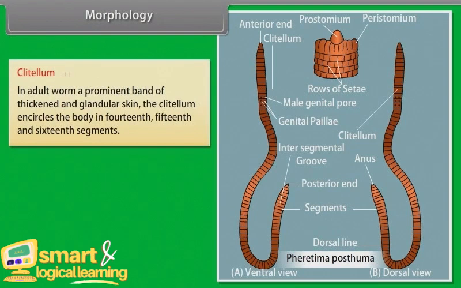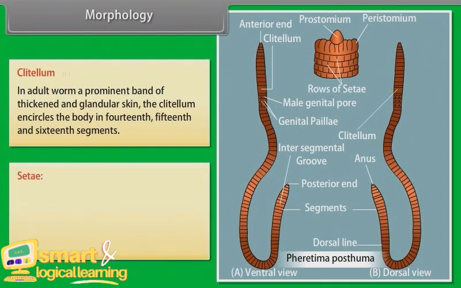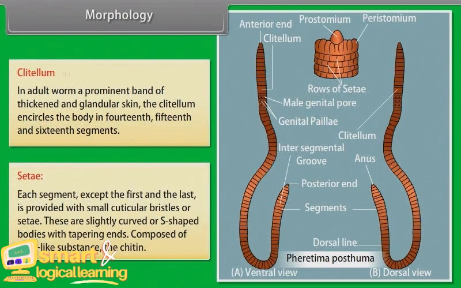Clitellum. In the adult worm, there is a prominent band of thickened and glandular skin. The clitellum encircles the body in the 14th, 15th and 16th segments. Setae. Each segment, except the first and the last, is provided with small cuticular bristles or setae. These are slightly curved or S-shaped bodies with tapering ends, composed of a horn-like substance, the chitin.